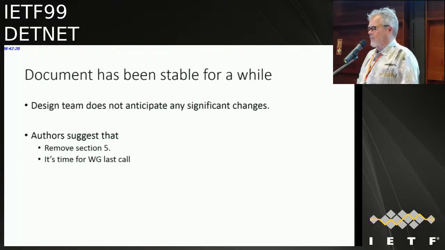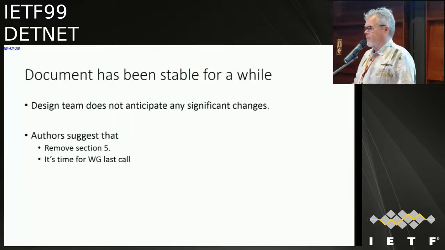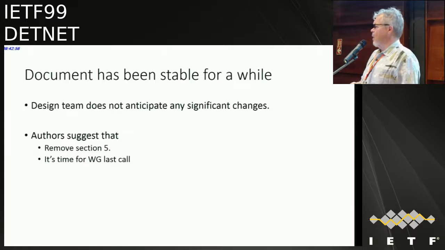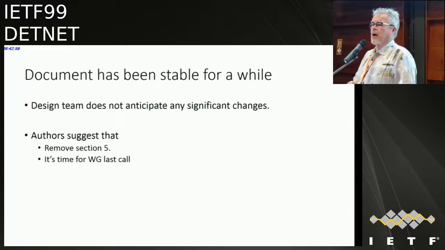So the proposal, when I say the design team, the people working on this, the authors of the drafts that I know of, we don't anticipate any significant changes. So we suggest that we remove Section 5, the placeholder for ideas that didn't mature, and that it's time for a working group last call on this document. If we're missing something, we want to hear about it. We will remove Section 5 as soon as the data tracker opens up again. And we'd like to go for last call. So comments, suggestions, Rotten Tomatoes are welcome.